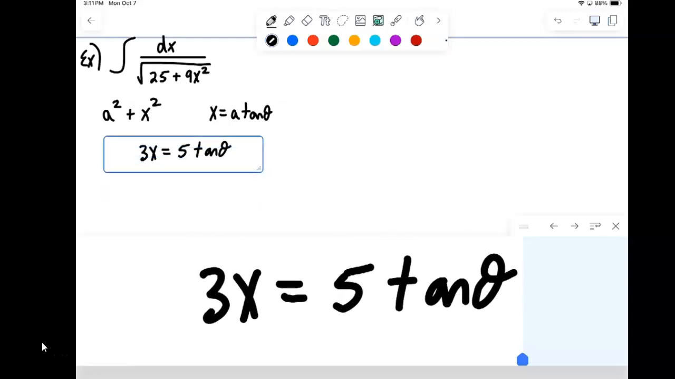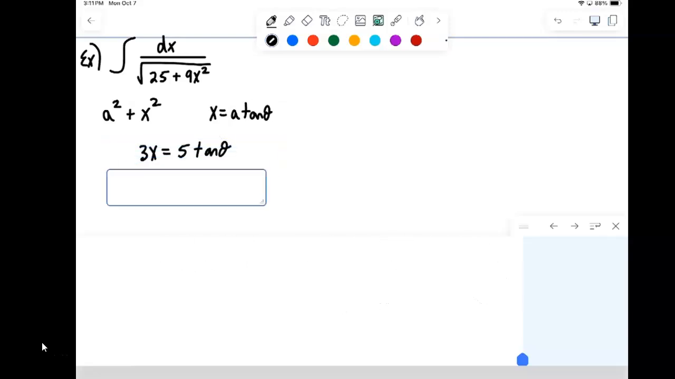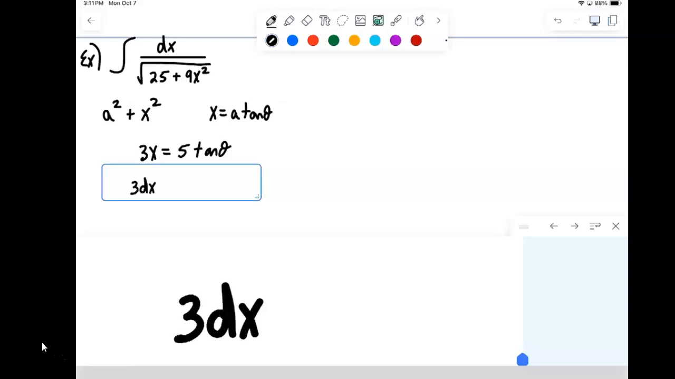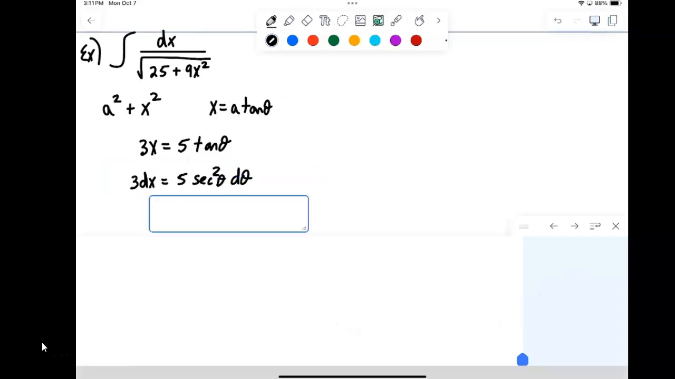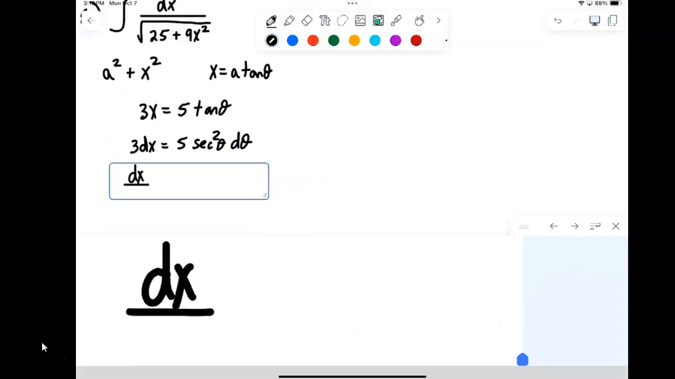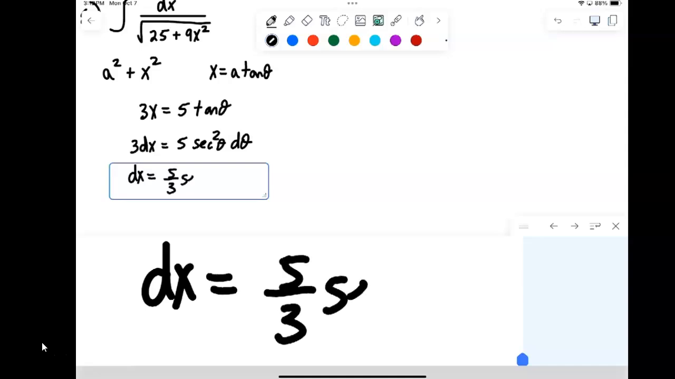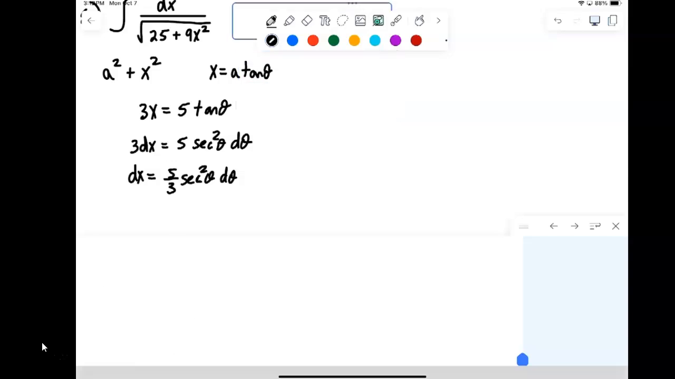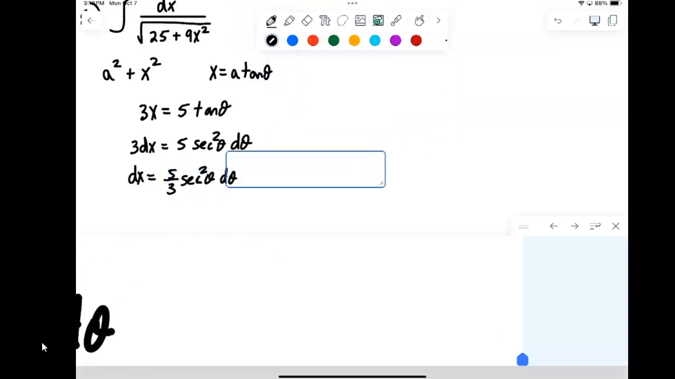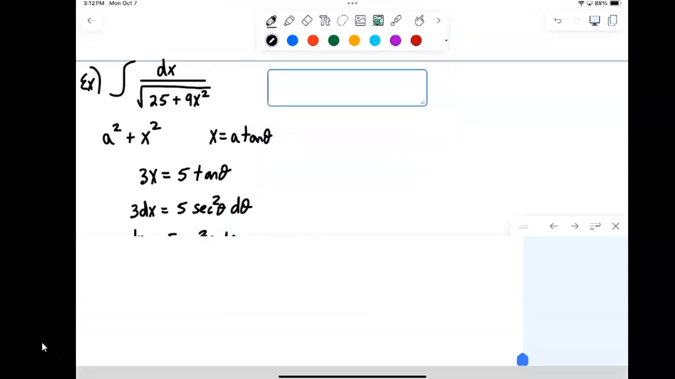Those are things we're just going to have to keep in mind here. So we do the substitution. 3x is going to replace 5 tangent theta. So we differentiate. 3dx is going to be 5 times the derivative of tangent, secant squared, d theta. And so dx is actually going to need to be 5/3 secant squared theta d theta. Okay, and so we make all those changes here now.